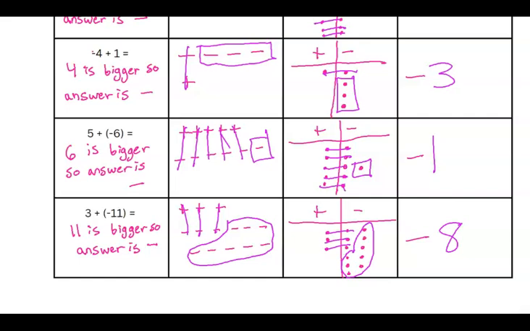The bottom problem says 3 plus -11. 11 is bigger, so I know my answer will be negative. I have my 3 plus signs and my 3 dots on the positive side of my T-chart, and I have 11 negative signs and 11 dots on the negative side of my T-chart. When I crossed off the 3 that cancel each other out, there were 8 left, 8 negatives and 8 dots on the negative side of my T-chart, for an answer of -8.